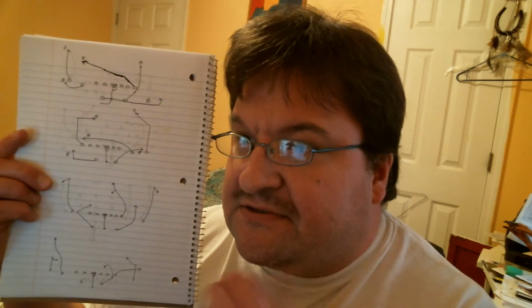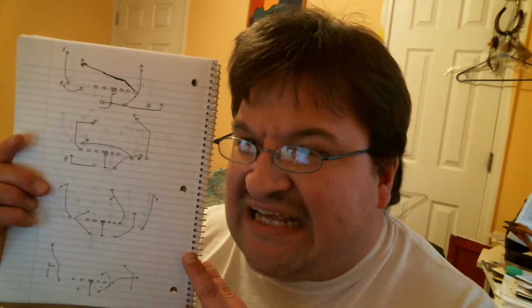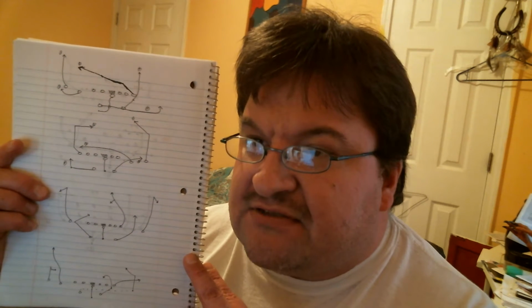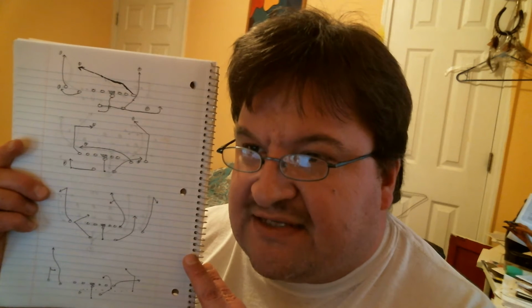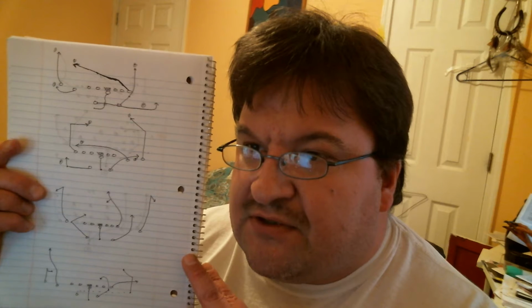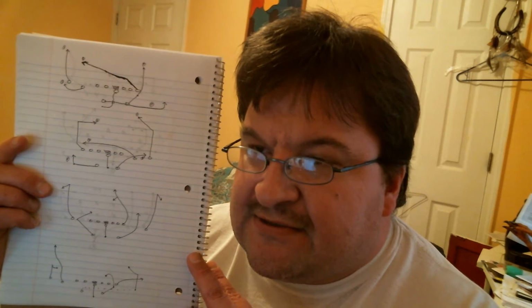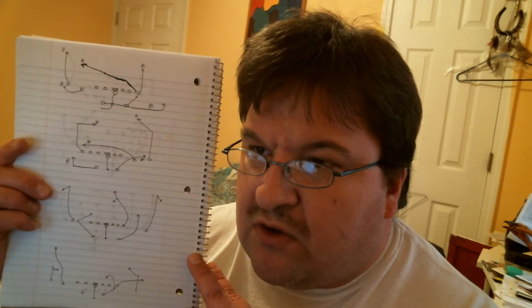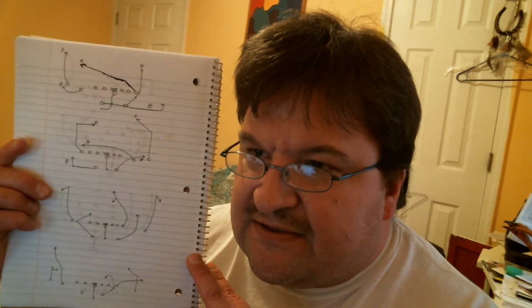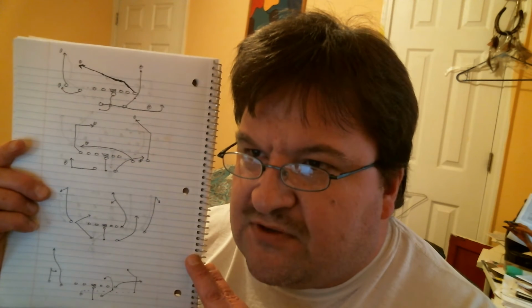What I have here is split twins left. And what I have is outside release by the X. He's going deep. Z is going to do a bubble. Y, you're tied in, is going to run a cross route. He gets under Sam and over Mike. That's what you want out of that play.